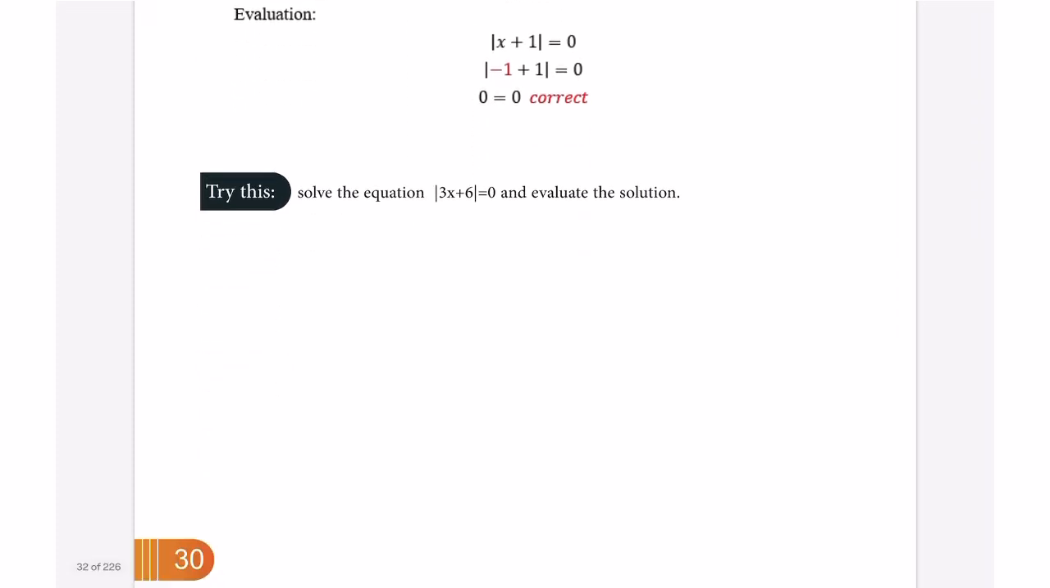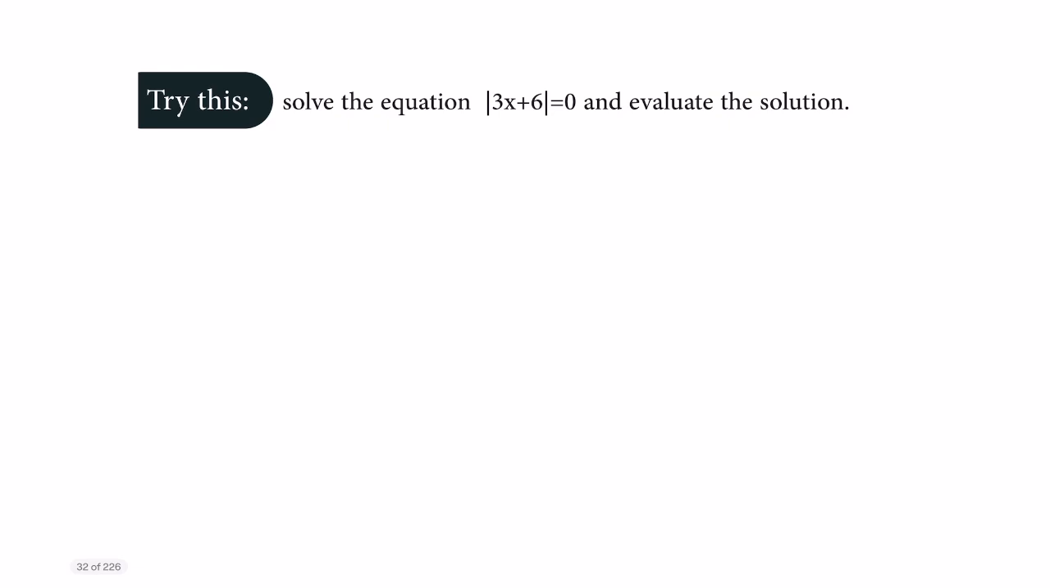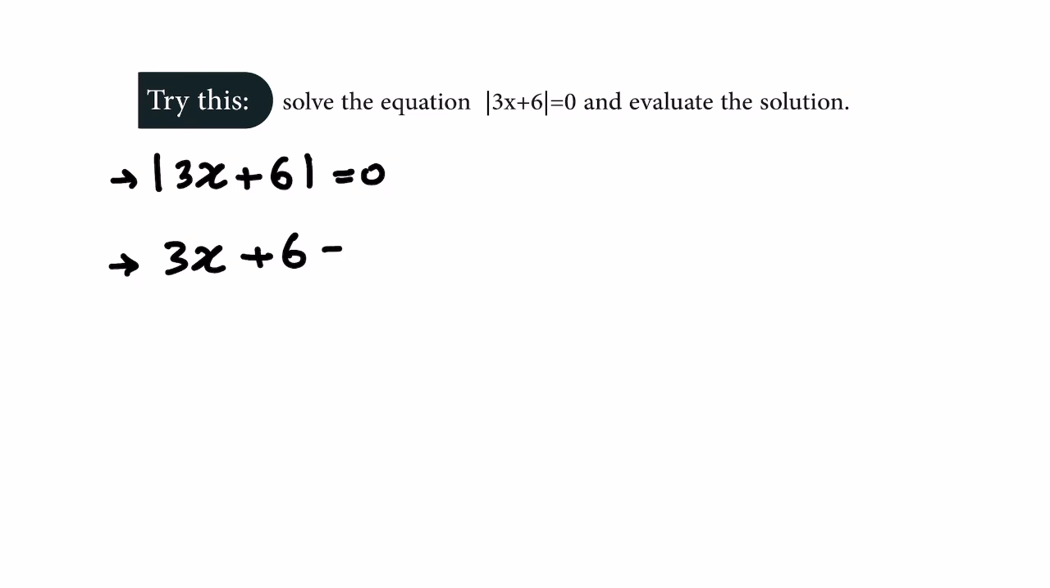Now I'm going to answer this question here so you can see. It says solve the equation and evaluate the solution. Again, it's not evaluation, it's checking your answer, your solution. So I'm going to bring the question again. The absolute value of 3x plus 6 equals 0. Now I'm going to remove the absolute value. I get 3x plus 6 equals 0 here. Okay, so now the 6 goes to the other side, becomes 3x equals -6. Now I'm going to divide both sides by 3. I get -2.